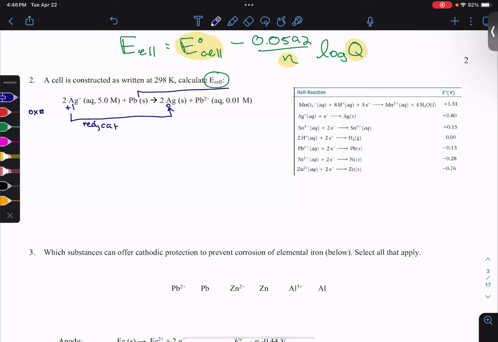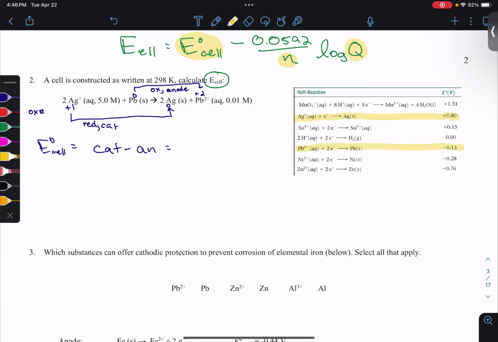And lead is going from 0 to +2. So lead is being oxidized. It's our anode. So to get the cell potential at standard conditions, we're just going to do cathode minus anode. So let's locate those on this chart. So here is our, what's silver? Cathode. Lead is our anode.